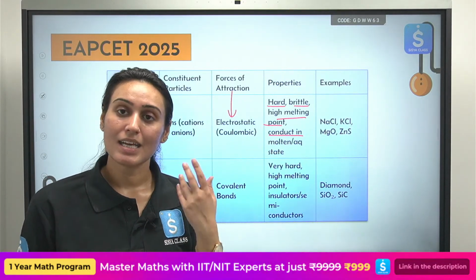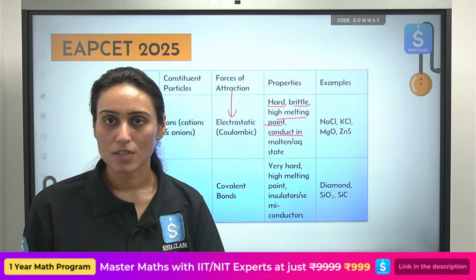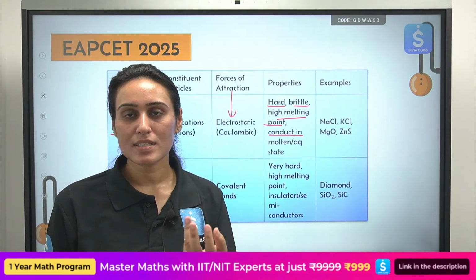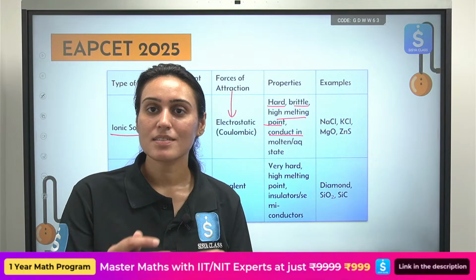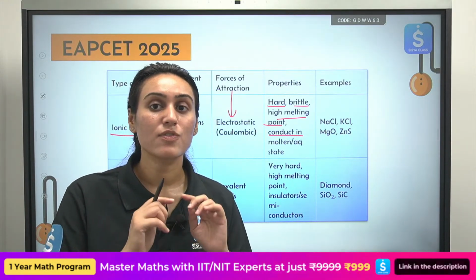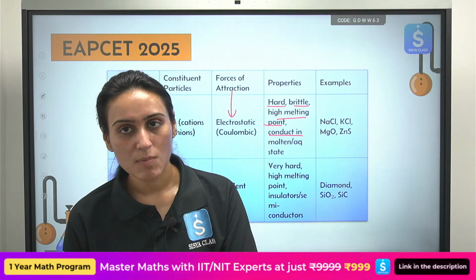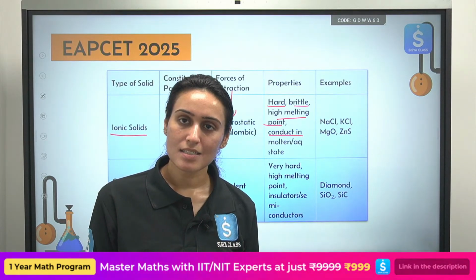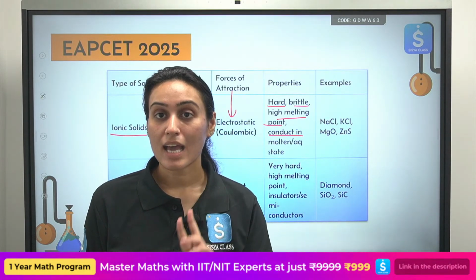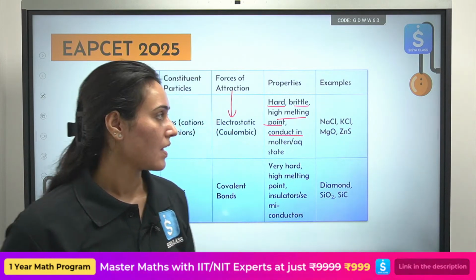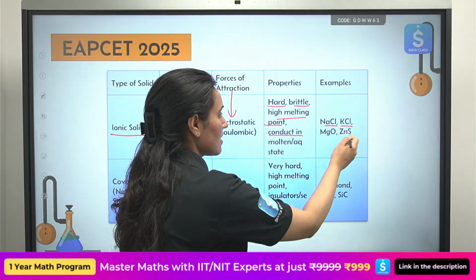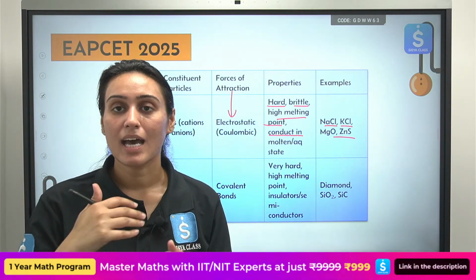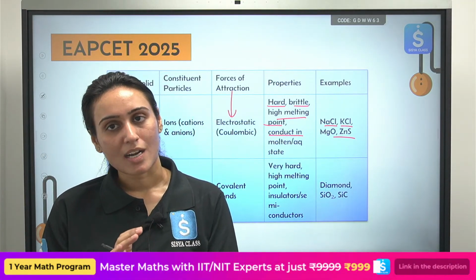So they will conduct electricity also in aqueous solution. If you take them in their solid state, obviously they will not conduct electricity, because in solid state ions are not free to move about. But if you add them in solution, free ions are present and free ions will conduct electricity. So they are conductors in aqueous solution, not in solid state. Examples: NaCl, KCl, magnesium oxide. You can write plenty of examples here in which cations and anions are linked together by electrostatic force of attraction.